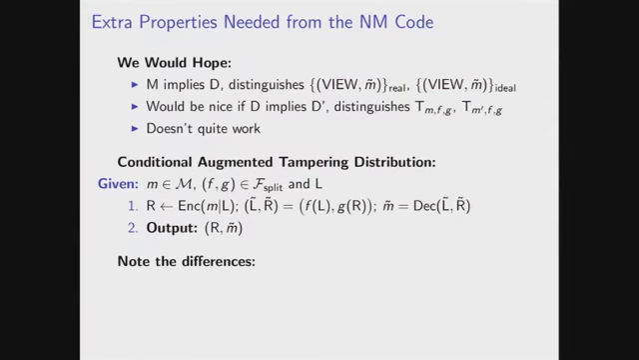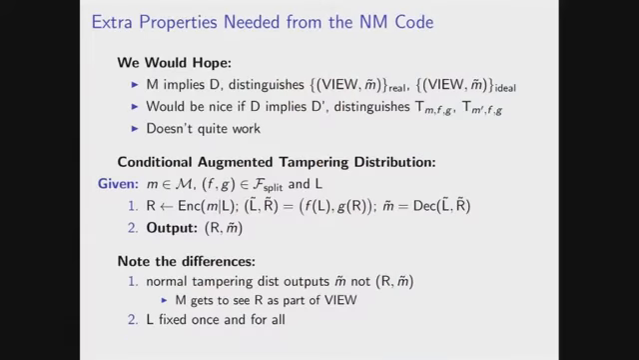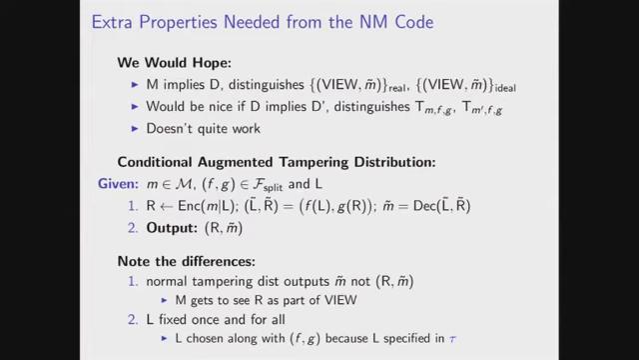So, note the two differences. One is that you're actually outputting the right state and not just the message M tilde. This is because the man in the middle gets to see R. R is perfectly open to him and is part of the view. So the man in the middle and then the distinguisher is going to be able to make his decision not just based on M tilde, but also based on R. The other difference is that L is fixed once and for all. That's what I was saying. So this is a different notion of non-malleable code. Again, that's because L is specified in tau, so it's chosen along with F and G. It's not drawn freshly in each execution of the tamper distribution.